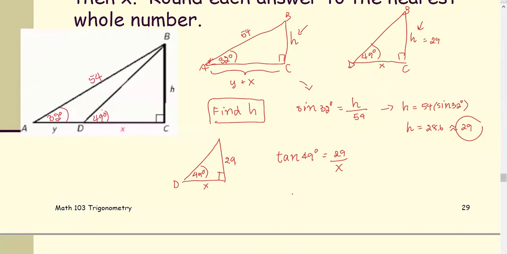And then compute x. X equals 29 divided by the tangent of 49 degrees, or 25.2 and more decimal places, and rounding to the nearest whole number we get 25 as the length x.